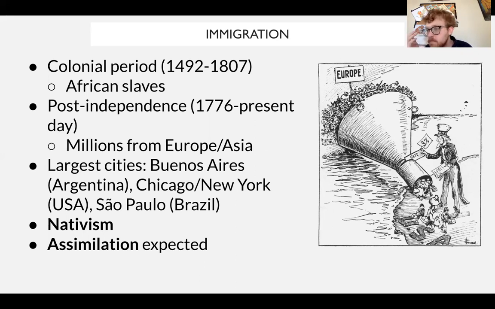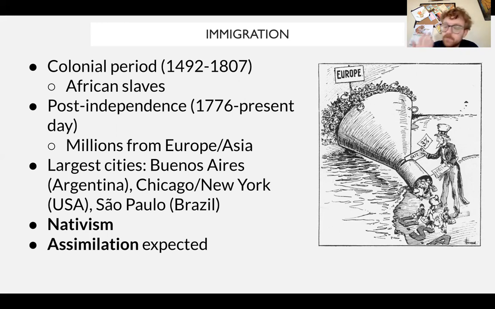But much of immigration prior to the independence era is African slaves. That's why we see presence of people of African descent in North and South America. Remember, everyone who isn't an indigenous person in North and South America, they're immigrants. They got here from the old world.